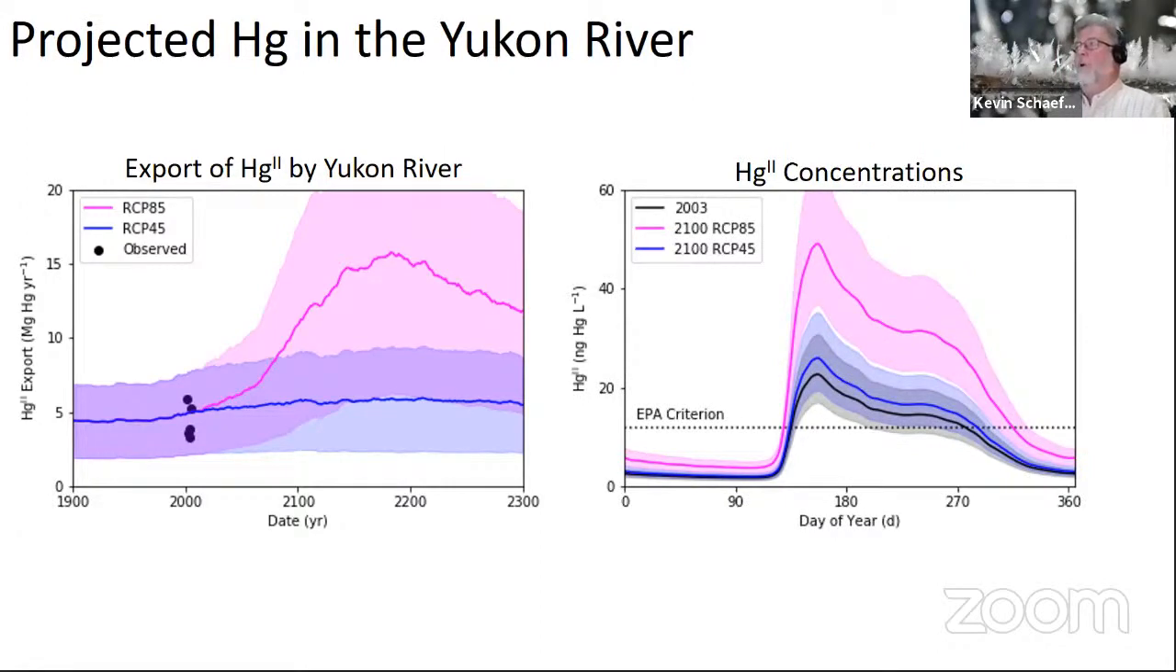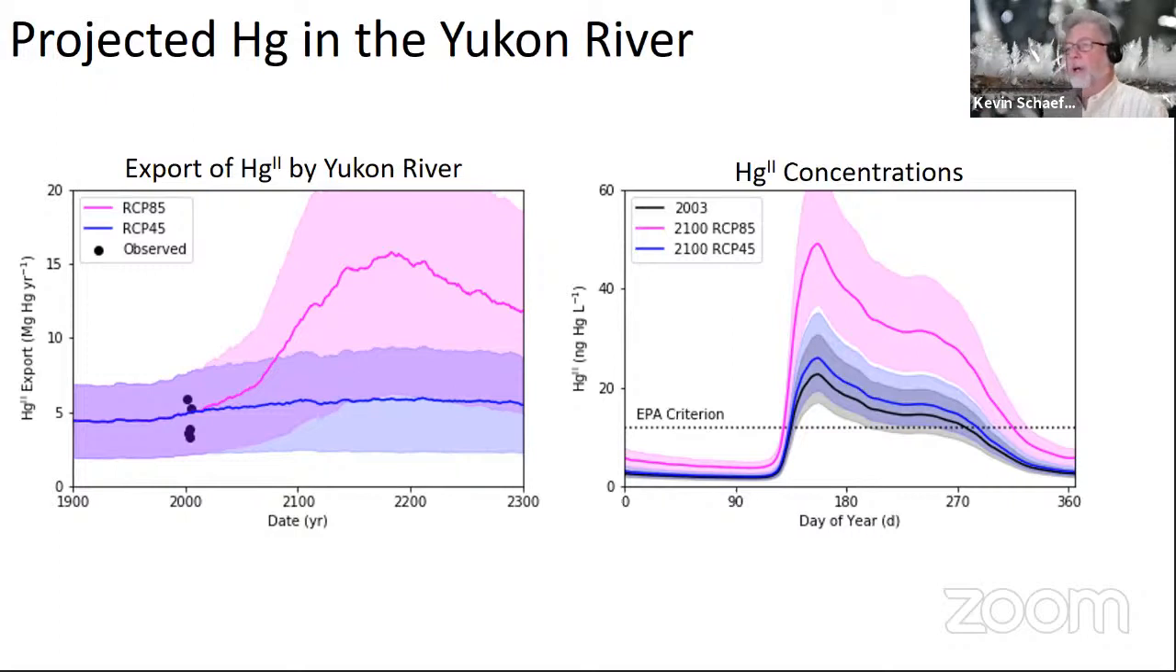Now let's take a look at the concentrations. This is more important from a human health viewpoint, you might say. And here we've got the day of year on the horizontal axis, so we're representing a typical year, or a year in the life of concentrations. It goes from 0 through 365 on the horizontal axis. And on the vertical axis, we've got mercury concentration in nanograms per liter. And we've got 3 lines on here. The black line is what we simulate today. And I didn't show it on here, but it's right smack in the middle of what's observed.